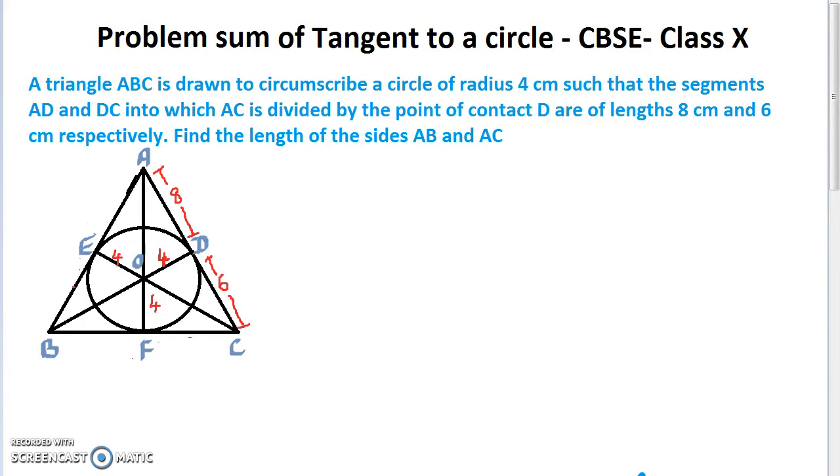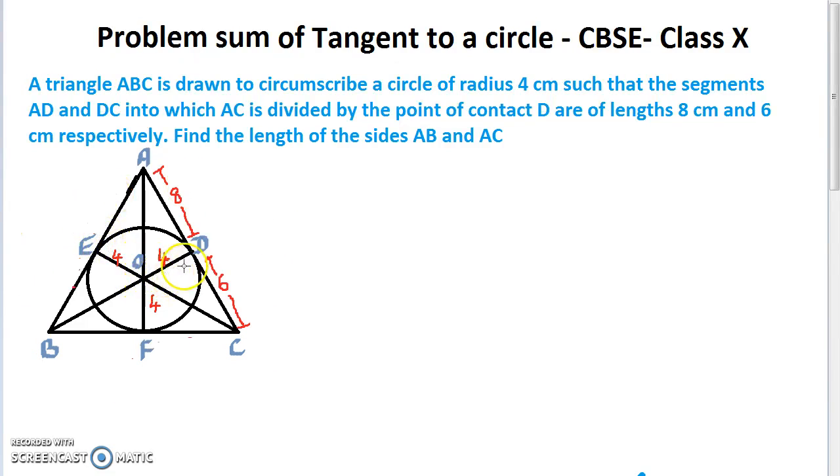Hello everyone. Today we'll be dealing with one of the important questions of tangent to a circle of CBSE class 10th. In this question, it is given that triangle ABC is circumscribing a circle of radius 4 cm and two segments of the triangle, that is AD and DC, are given as 8 and 6 cm. Now let us look at the figure and understand this.